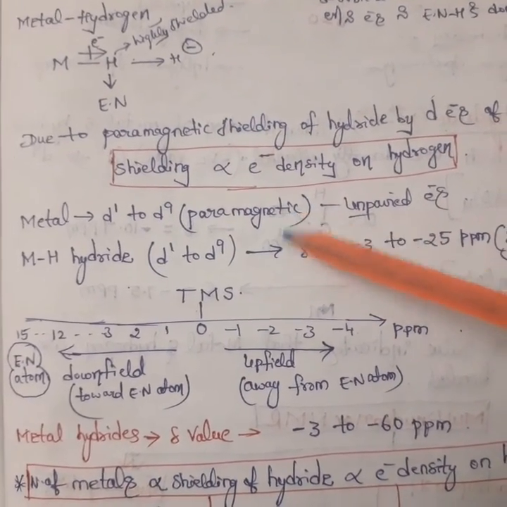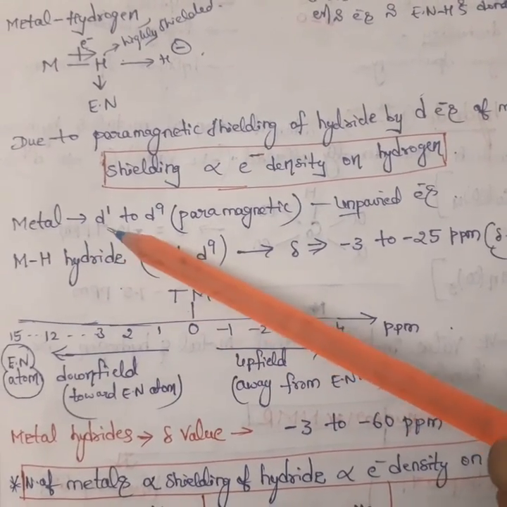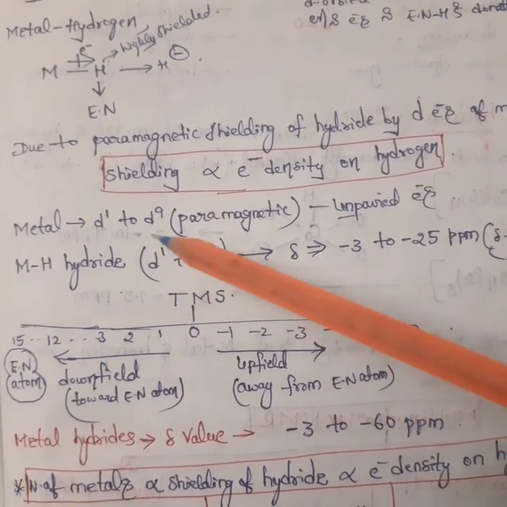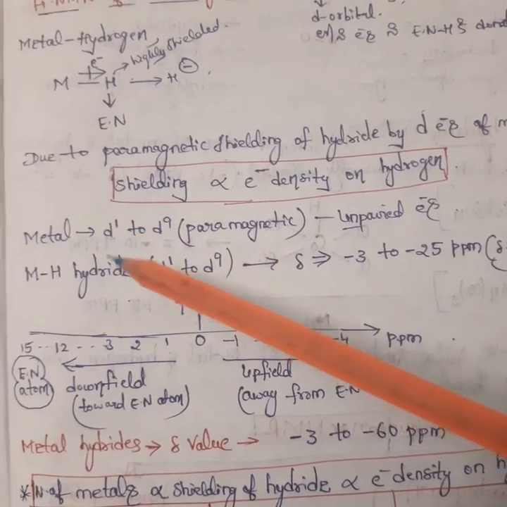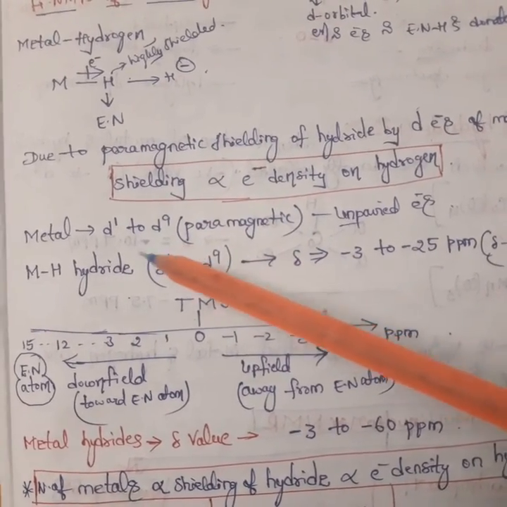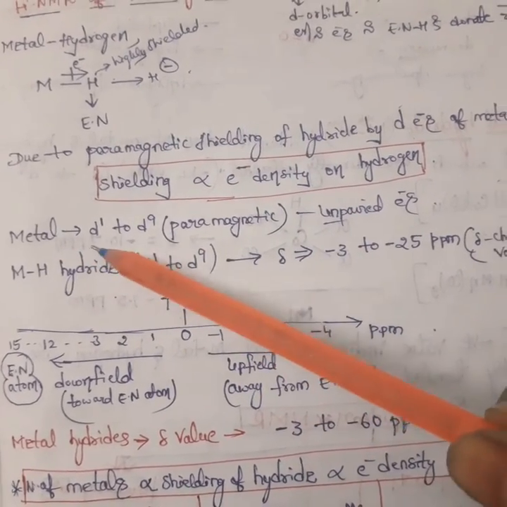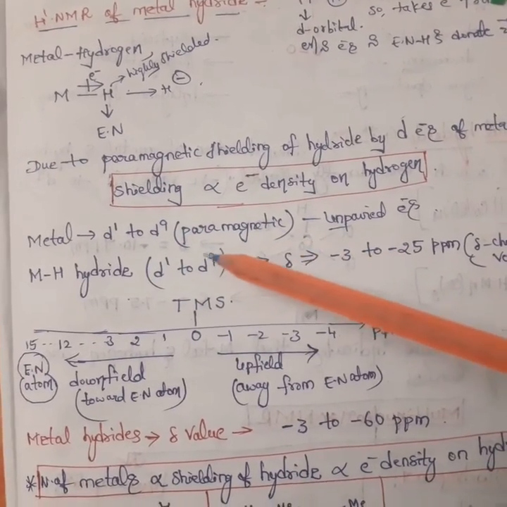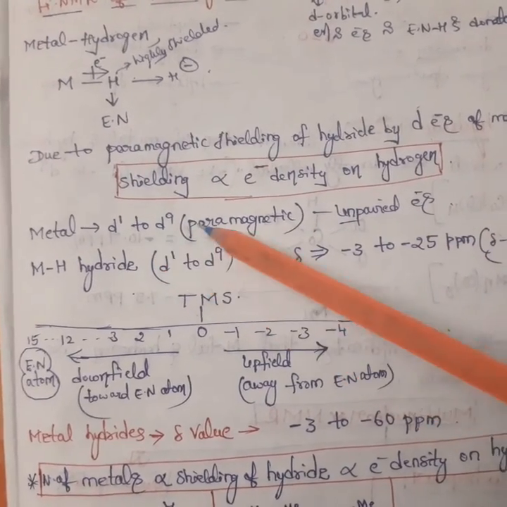Let's focus. We know that in metals, whenever we fill electrons in the d orbitals from d1 to d9, we may take anything from d1 to d9. That is paramagnetic. In metals from d1 to d9, that is paramagnetic. We know paramagnetic means unpaired electrons are present. This thing we have to remember.